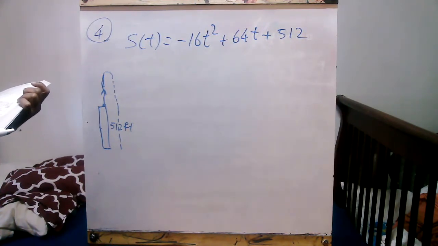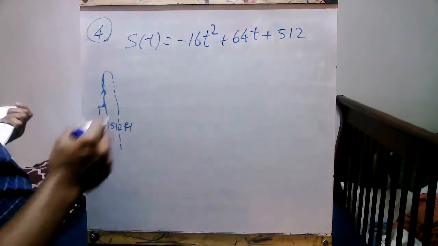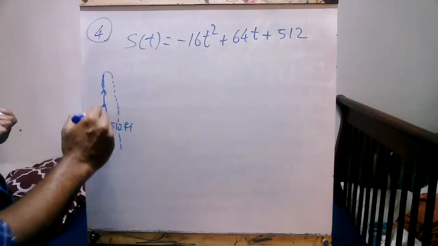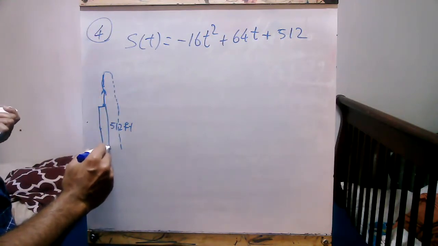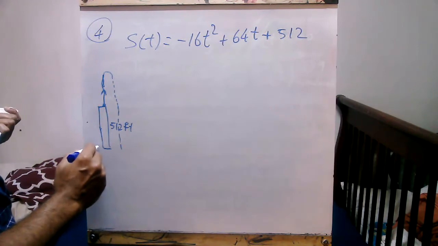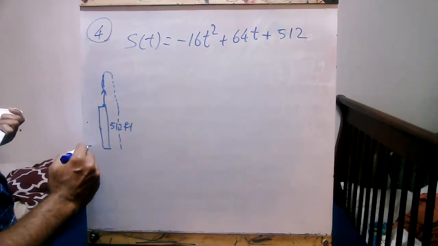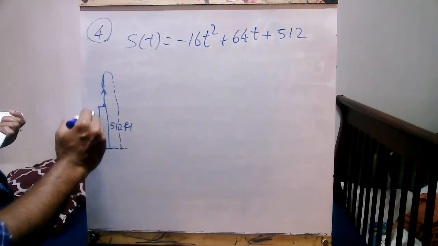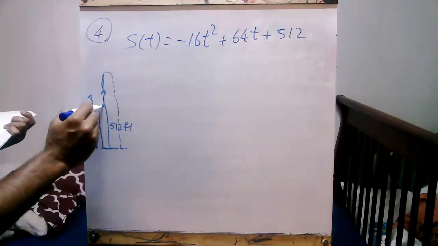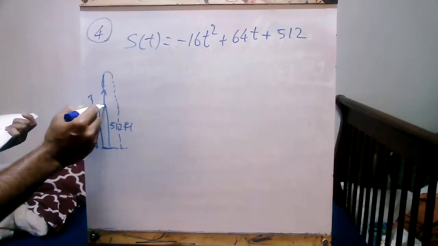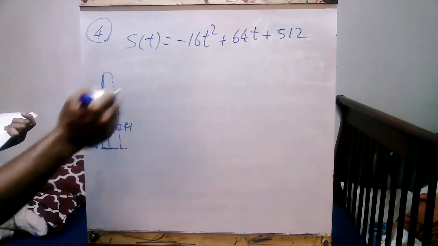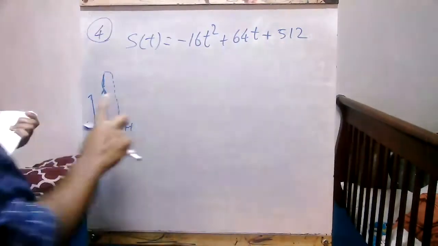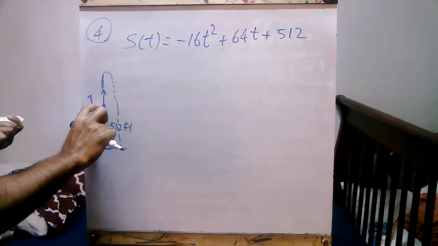Determine the height at the end of 3 seconds. This gives us the distance, meaning S is measured from the ground. I show it here: from this level, ground level, S is measured. Even when t is 0, it has an S value. So when t is 0, the 16t square and 64t terms are 0, and S is 512. It gives us S equal to 512.